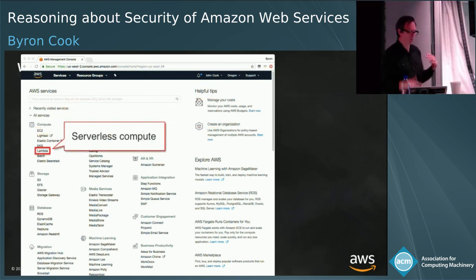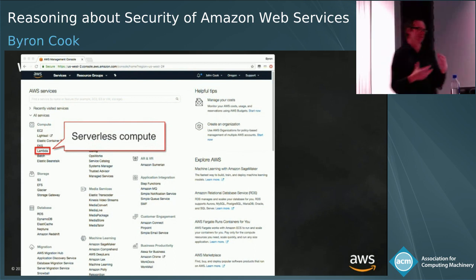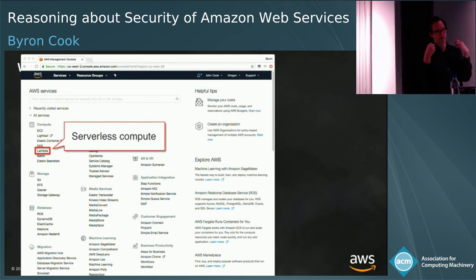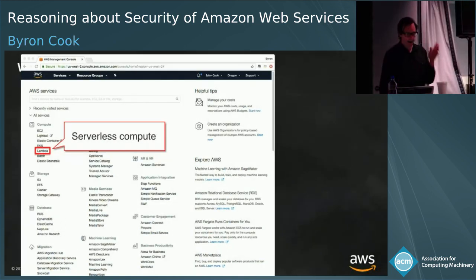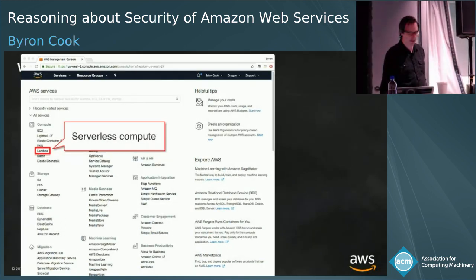Maybe you don't want to have Linux machines with particular software installed, but you just have a notion of compute. You just have a Java program and you want to run it, or a Python program and you want to run it. Then you would use something called Lambda. So this is what they call serverless compute. And so there's other services for compute.